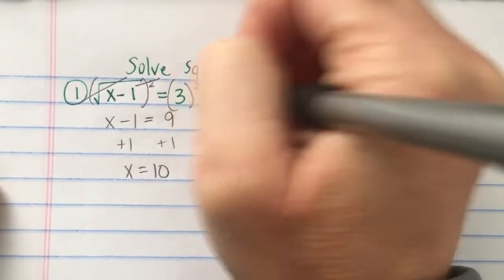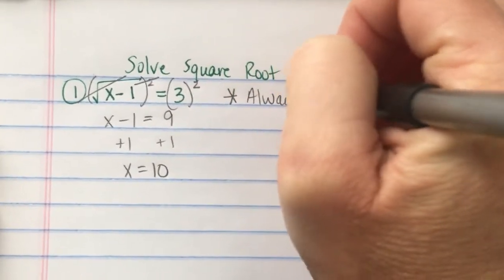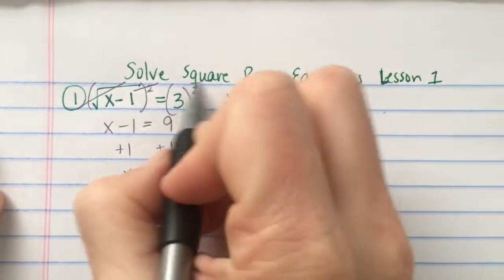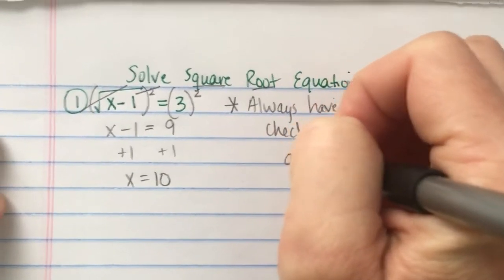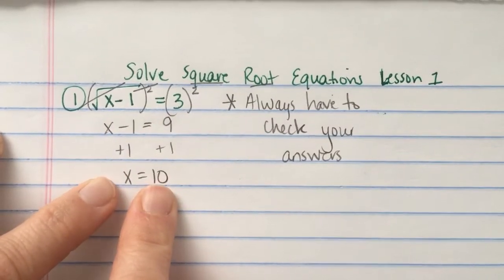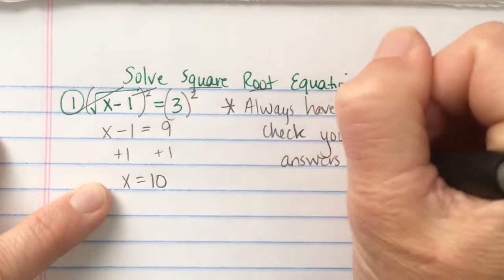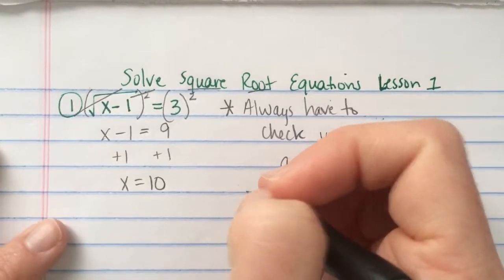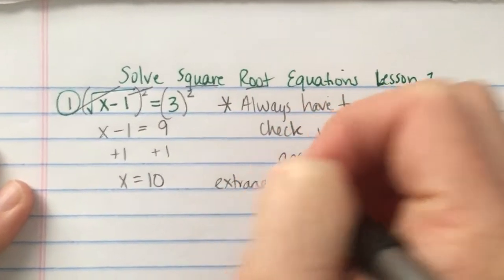The biggest thing you have to remember out of these is you always have to check your answers. Now, I know math teachers say that a lot, to check your answers, but on square root equations, there are such things as extraneous solutions, meaning you can get a solution when you solve it algebraically, but when you plug it back in, it does not make the equation true. So you always have to check your answers when you're doing square root equations, because you could get an extraneous solution.